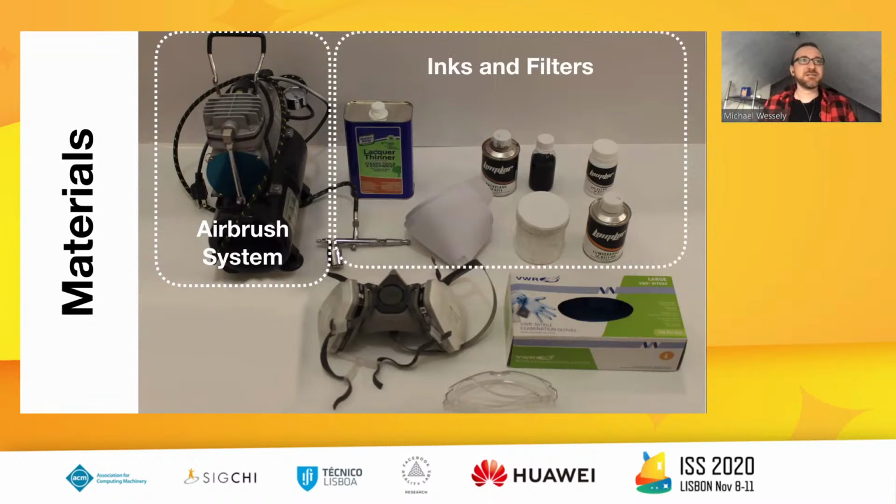Then the second part of the system, and this is what makes it different from traditional airbrushing, where you usually use just colored inks, right? We use functional inks here, so they have specific properties. They can be, for example, conductive, which enables you to create traces, to create sensors and all that stuff, and more. I will go into more detail in one of the next slides.